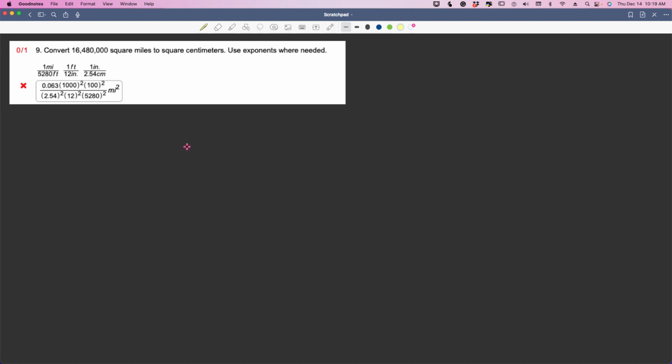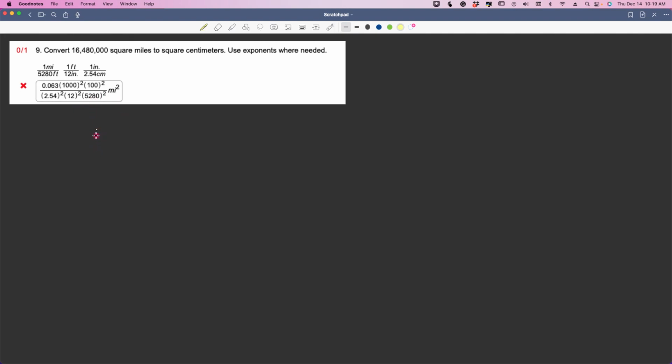Converting 16,480 square miles to square centimeters, we're going to use exponents where needed. This is actually the answer to the next problem. So I think you typed the answer into the wrong problem, because it's exactly what you have typed into the other one. So you might want to go back and look at that.